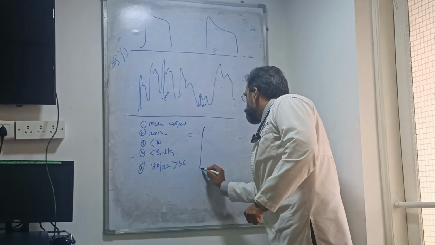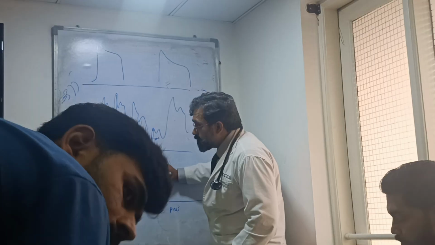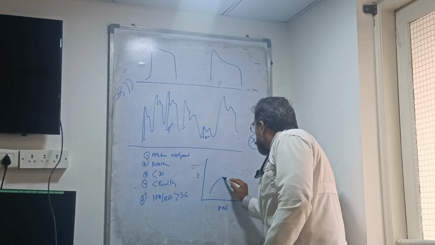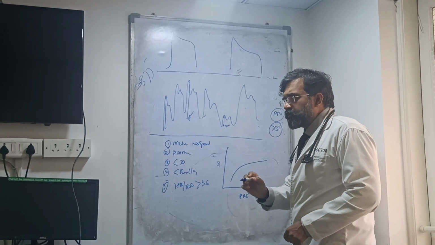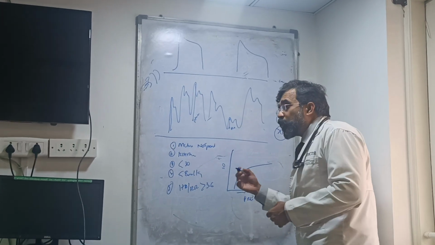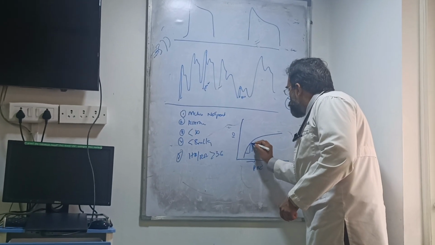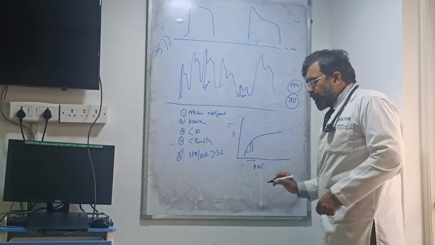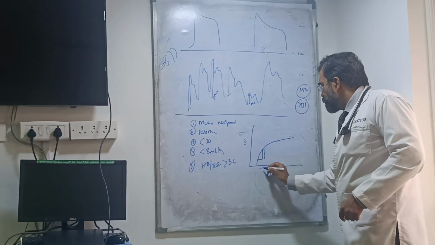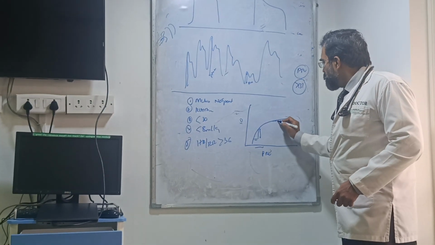What is the Frank-Starling curve? You have preload here, and you have cardiac output here. This is how your curve looks. In that curve, what is happening is, if you increase preload, that is increase volume, in these areas, even if you increase a small amount of volume, the cardiac output increase is very high. But if the person is somewhere here, and you increase the same amount of volume, the cardiac output increase is literally negligible.